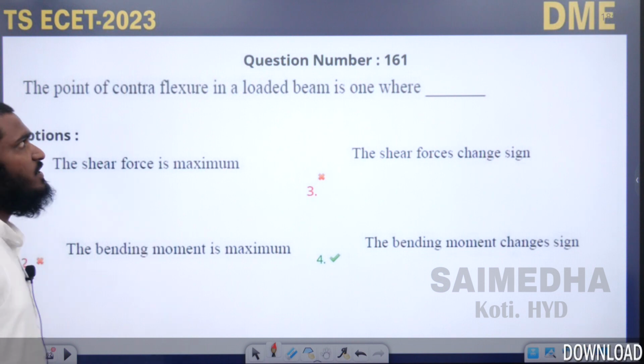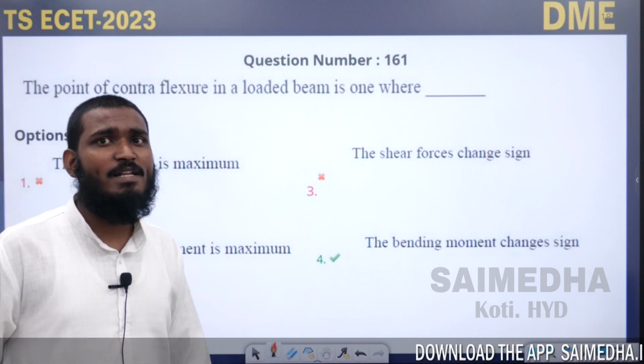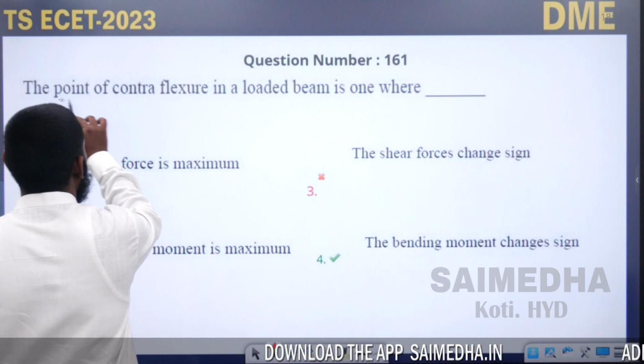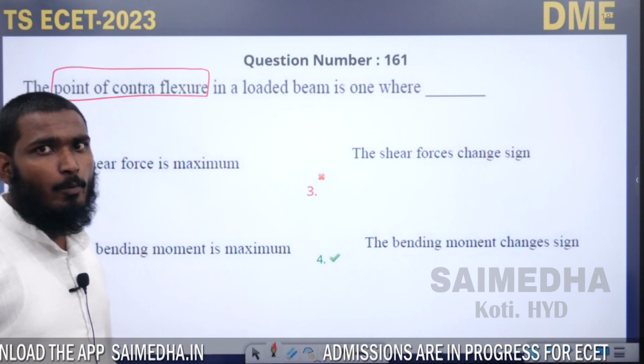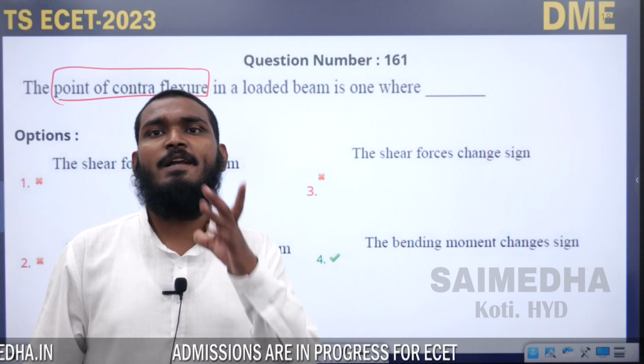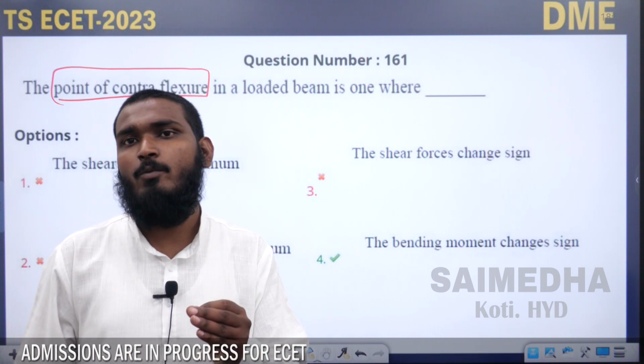Point of contraflexure in a loaded beam is 1. Now what is the meaning of point of contraflexure? Point of contraflexure means what will happen? Whenever the bending moment is becoming 0, what is the meaning of bending moment becoming 0?